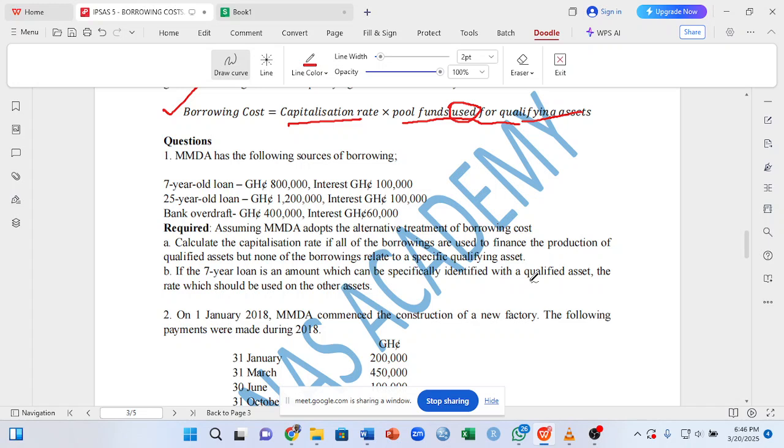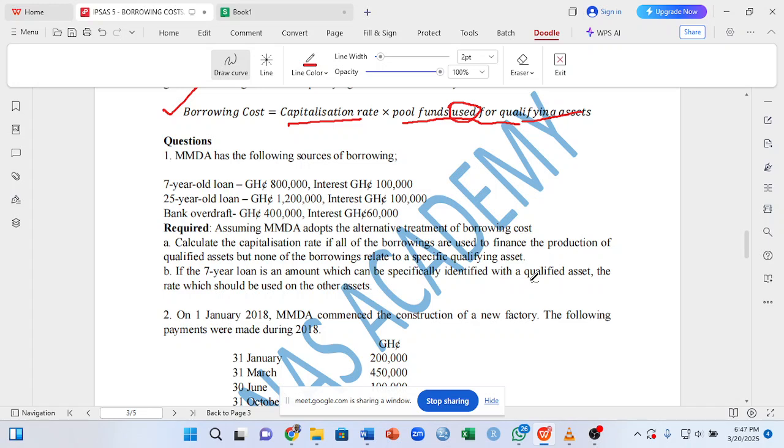MMDA has the following sources of borrowing: a 7-year loan of 800,000, interest 100,000; a 25-year loan of 1,200,000, interest 100,000; a bank overdraft of 400,000, interest 60,000. Required, assuming MMDA adopts the alternative treatment of borrowing cost: A. Calculate the capitalization rate if all of the borrowings are used to finance the production of qualifying assets, but none of the borrowings relate to a specific qualifying asset. B. If the 7-year loan is an amount which can be specifically identified with a qualifying asset, the rate which should be used on the other assets.